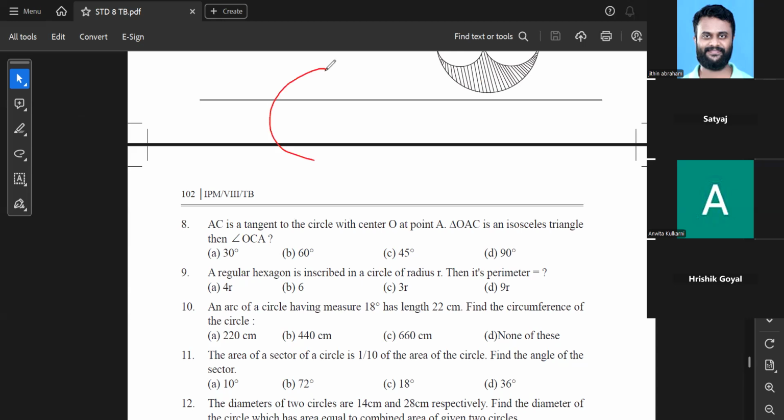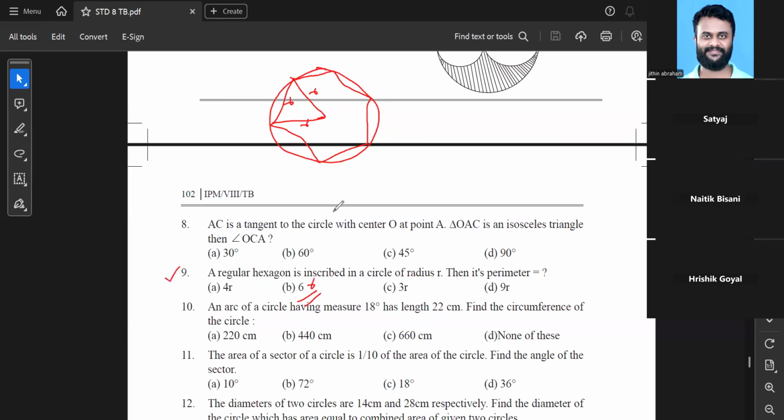So basically, this is a circle. If a hexagon is inscribed, the hexagon's property is this: whatever is this value, the same will be this value. So if the radius is r, then the side is also r. So the overall perimeter will be 6r. Option B is your correct answer.